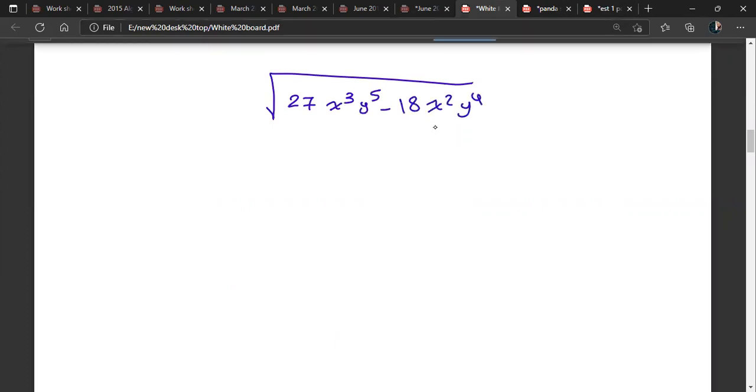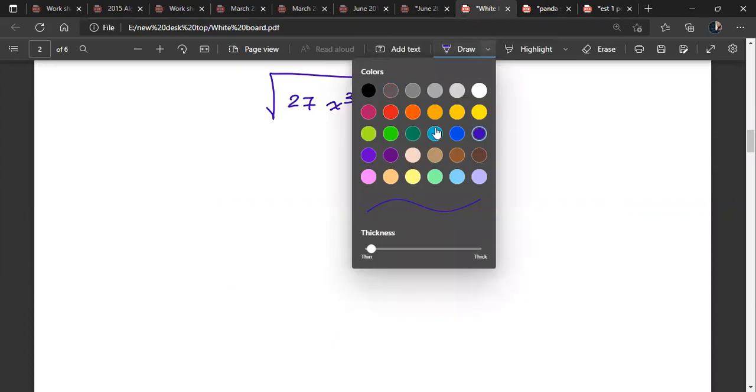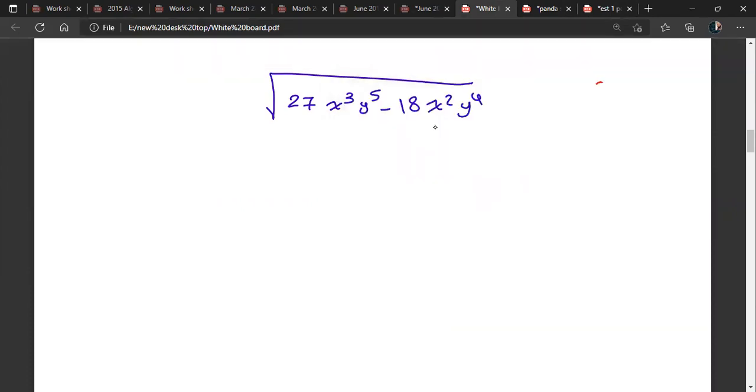Look here. This is our form, already given to you: radical, or square root, of 27 x cubed y power 5 minus 18 x squared y power 4. Here we make factorization for each part. For example, we have 27. 27 equals 3 times 3 times 3, and 18 equals 2 times 3 times 3. Is this clear?